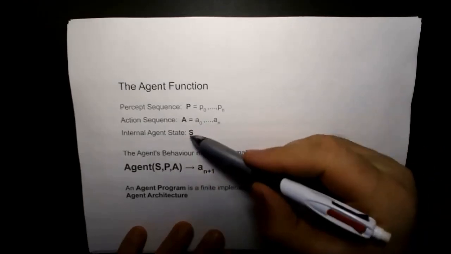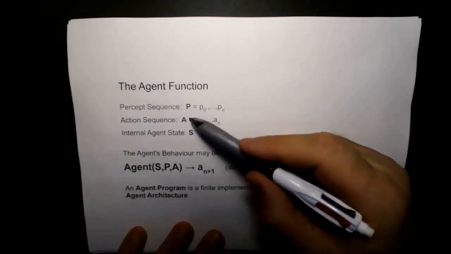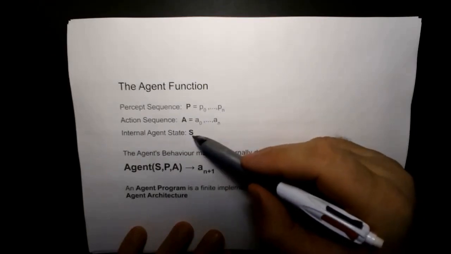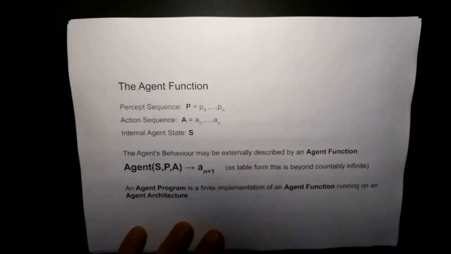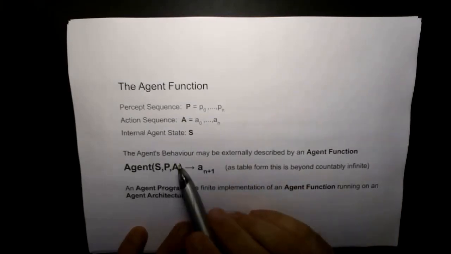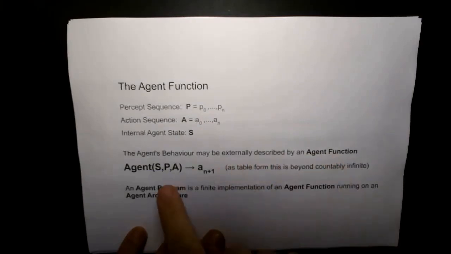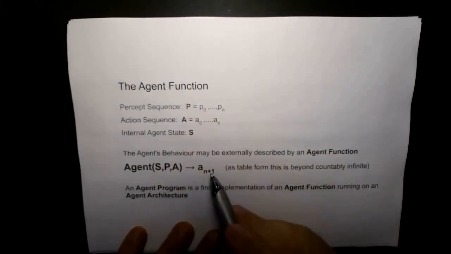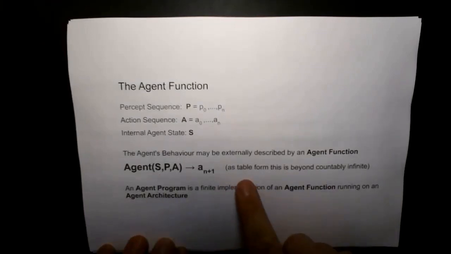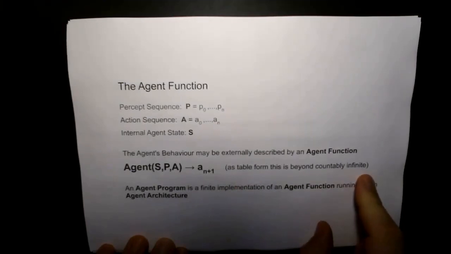Notice that these three structures are all finite, because there's a finite number of percepts that have come in, there's a finite number of actions, and the actual state of the agent is realized on a finite machine, so it's going to be a finite state. The agent's behavior can be externally described by an agent function, which takes these as arguments and determines what the action is at the next time step. If you were to try to build this as a table for anything but the most trivial agents, it would be a table beyond countably infinite. There's no way you can even write down the table that would capture this.